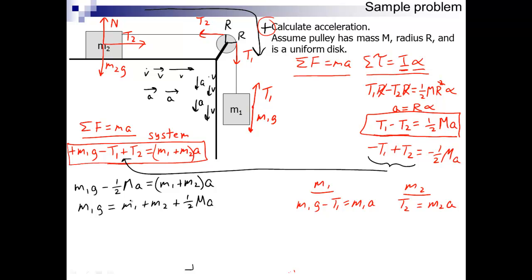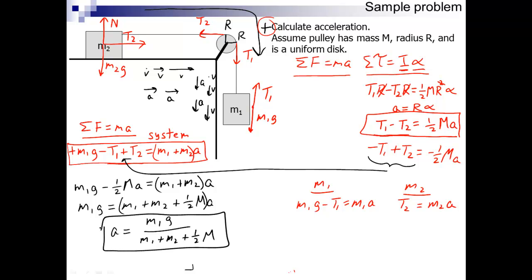And let me put the parentheses around that. And if I divide both sides by the things in the parentheses, I would end up with M1G all over M1 plus M2 plus 1/2 big M. So this would be my equation for the acceleration of the system.